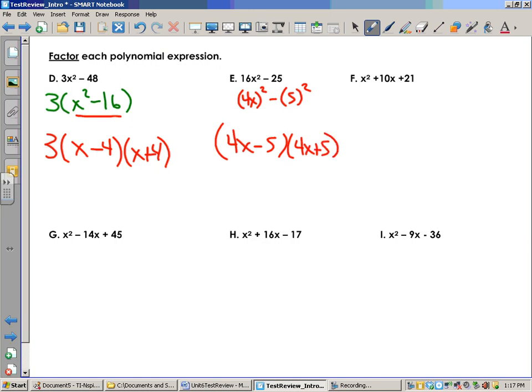Part F, no GCF. It's not a difference of squares because it's not a binomial. So I need to try the X factor. So it's going to be x and x. Things that multiply to 21 that might add to give me 10. How about 7 and 3?